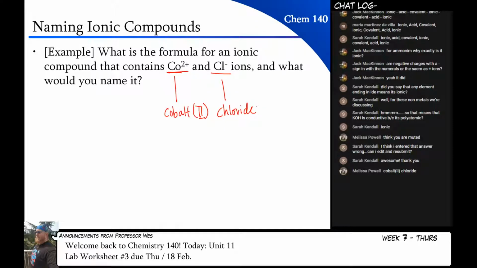What would the formula be? Well, if I have cobalt with a +2 charge and chlorine with a -1 charge, I need a second one to balance out the charge here. And so this would be the formula of that compound.